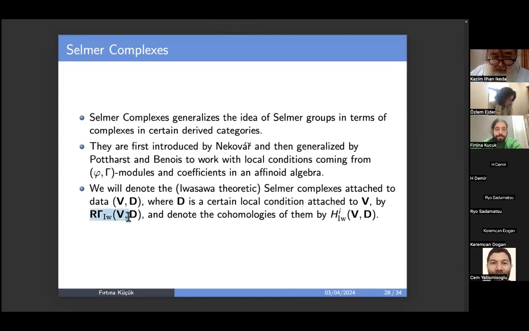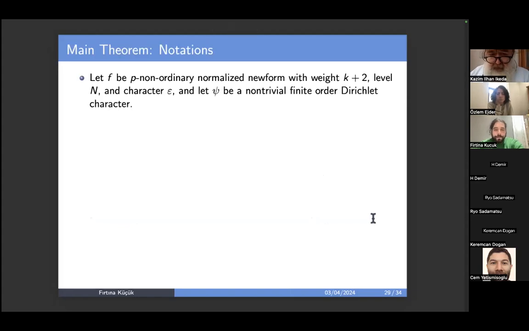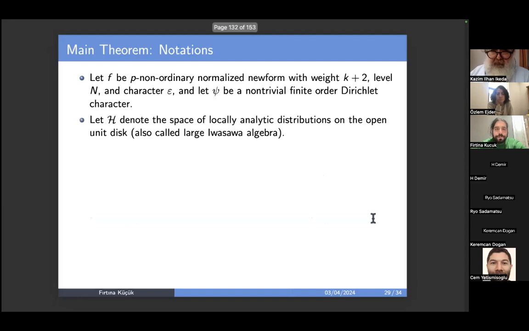by this, RΓ-Iwasawa-V-D, where V is our representation, and D is the local condition at p associated to V, obtained from some phi-gamma modules. And we will denote these cohomologies by H^i-Iwasawa. And let me go over my main theorem. So we have a non-ordinary normalized eigenform with weight k plus 2, level N and character epsilon, and we have a non-trivial finite order Dirichlet character.